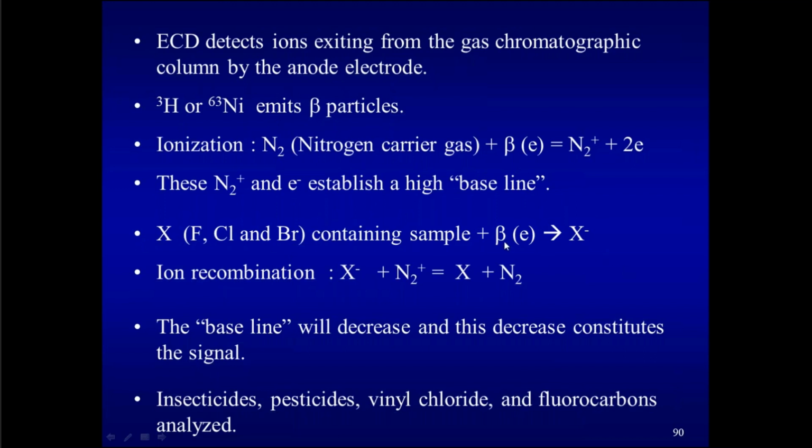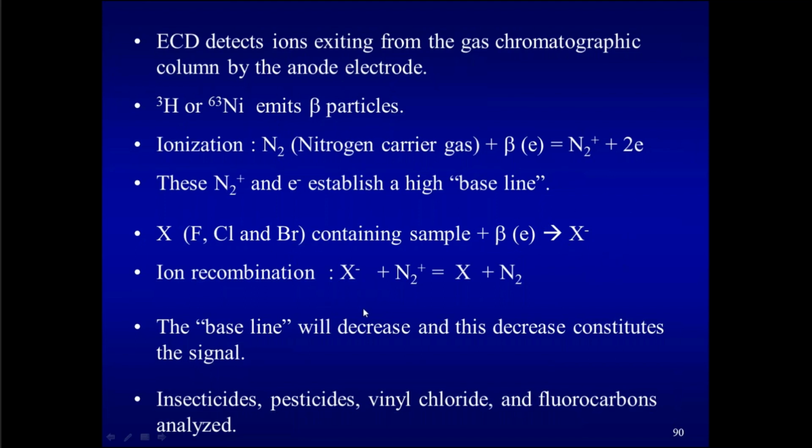Next instance is when a sample is getting eluted out. So a sample which is capable of, say, a halogenated sample, capable of capturing electrons, is coming along with carrier gas into the detector. What happens then is this will capture the beta electrons. Because it's capable of capturing electrons, the beta electrons are immediately captured, resulting in X minus, an ion of the sample. Now you have nitrogen ions and the beta electron is captured, so you have X minus also.